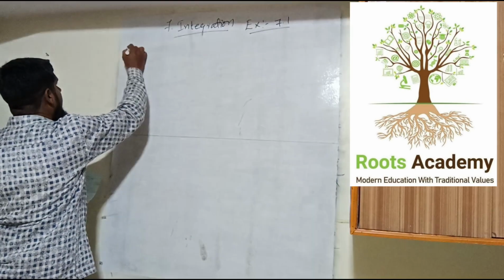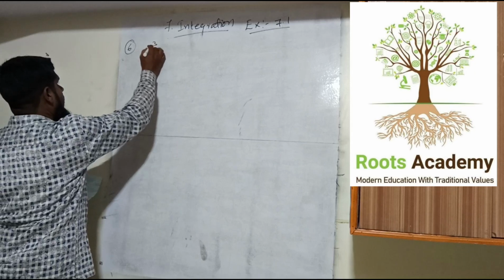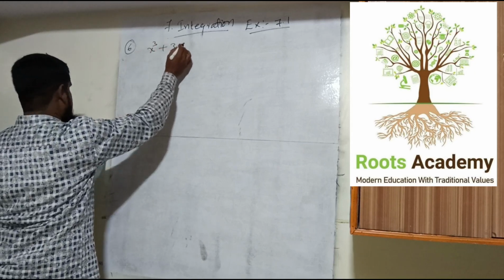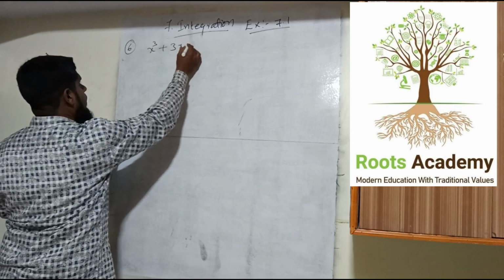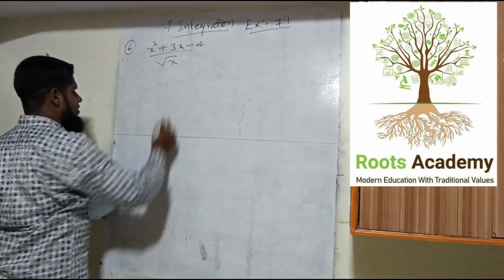That is, find the integral of (x cube plus 3x minus 4) whole divided by root x.